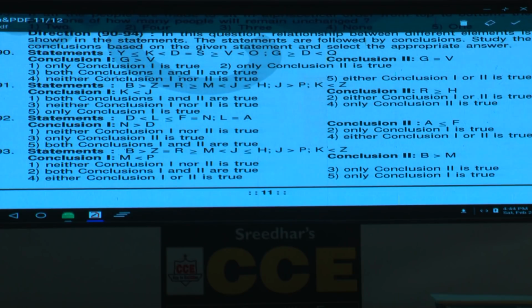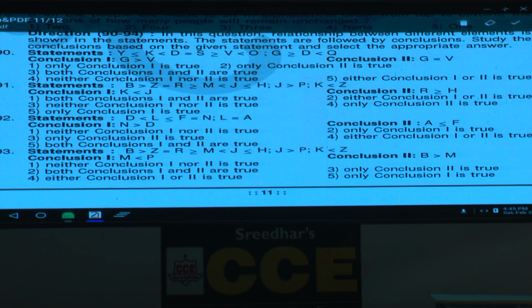Question number 90. Now G and V. Is there any relation between G and V? The letter which is common between these two is D. G greater than or equals to D. Next, the relation between D and V: D greater than or equals to V. With the help of these two statements, what conclusion can we draw here? G is greater than or equals to V. Hence either 1 or 2, that is choice 5. Question number 90, choice 5 is the answer.